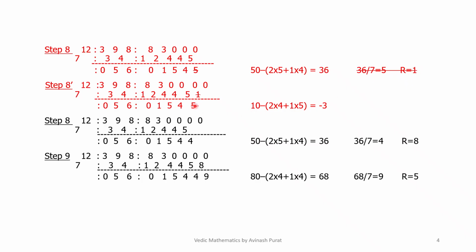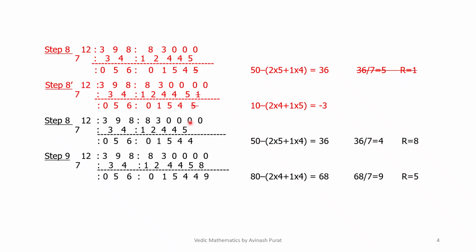But for remainder 1, when we take 10 minus 2 into 4 plus 1 into 5, that equals 8 plus 5, 13. 10 minus 13 is minus 3. So this is not possible. 36 by 7 equal to 5 is not possible. So we again go back to the same step 8.